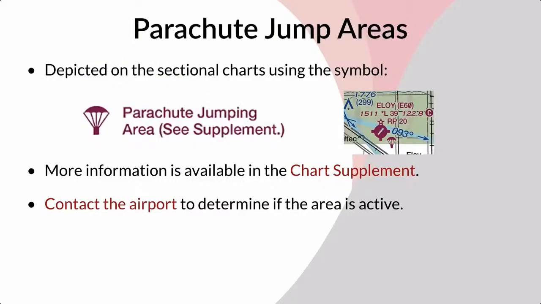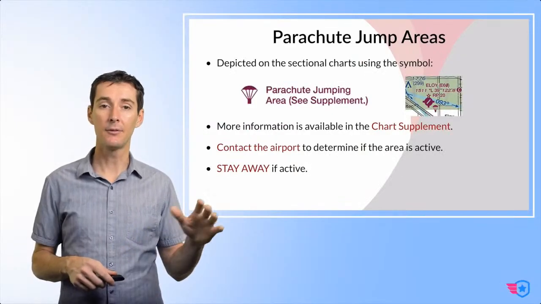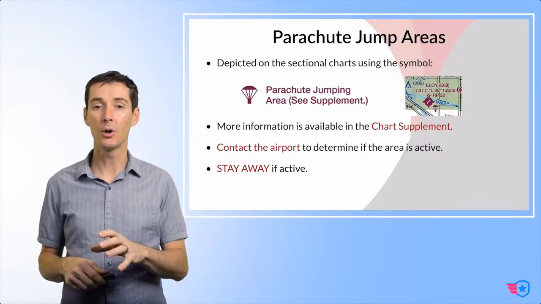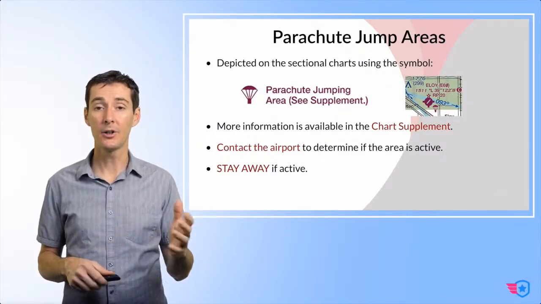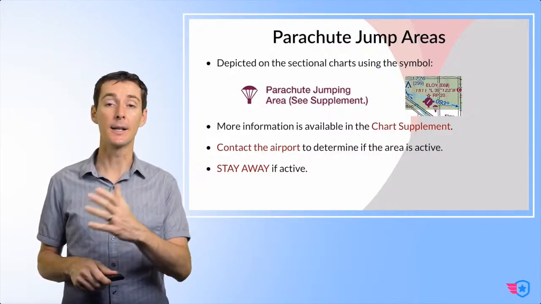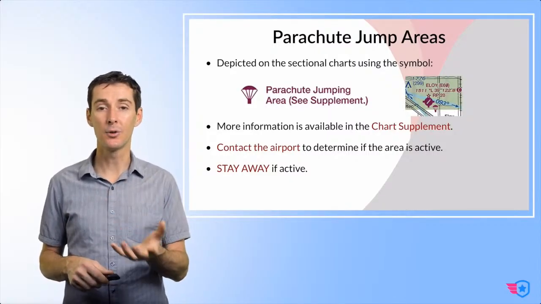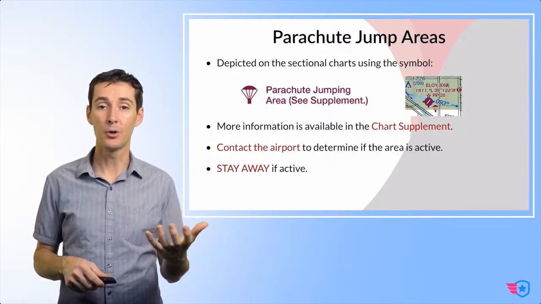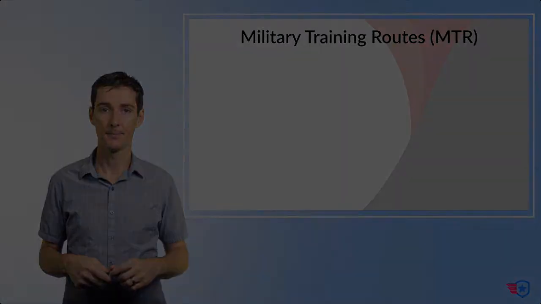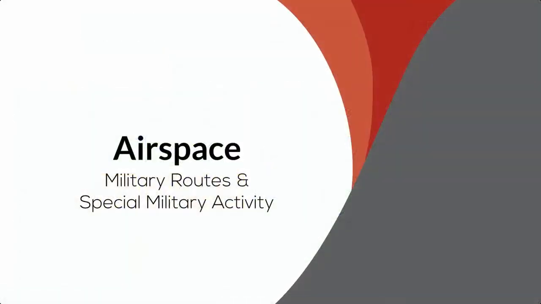You can find more information about these in the chart supplement. You can also contact the airport to find out if the area is going to be active. Again, if it's active, just try to stay away from it. It's very difficult to see skydivers, very difficult to see when they're going to open their parachute, and very difficult to find out where they're going to go. It's organized if you know what they're doing, but if you don't, then it can be very hectic.